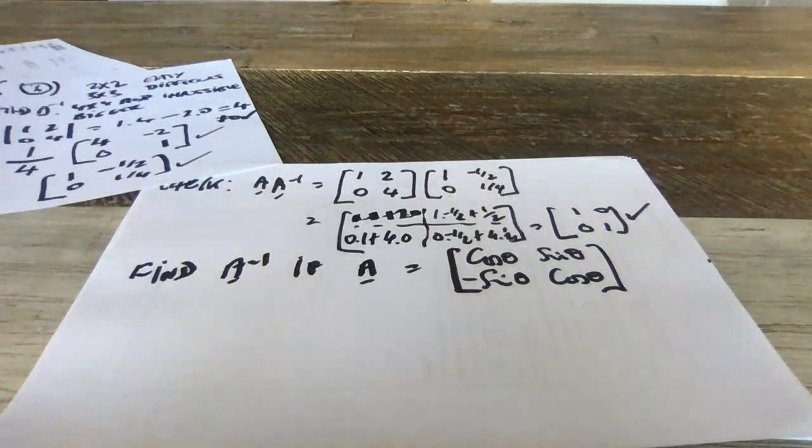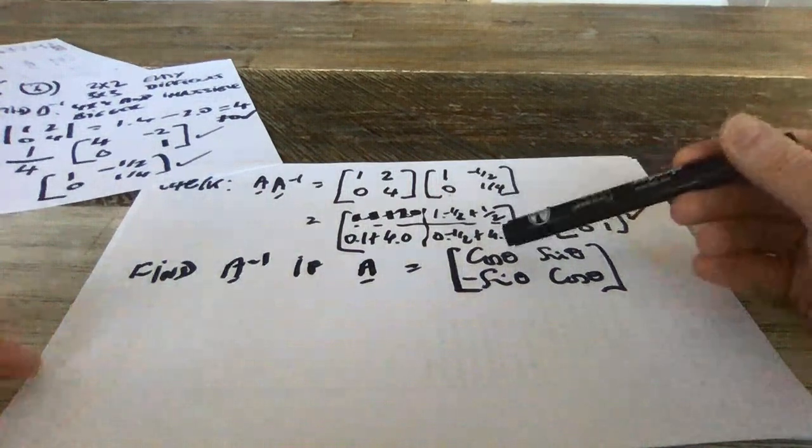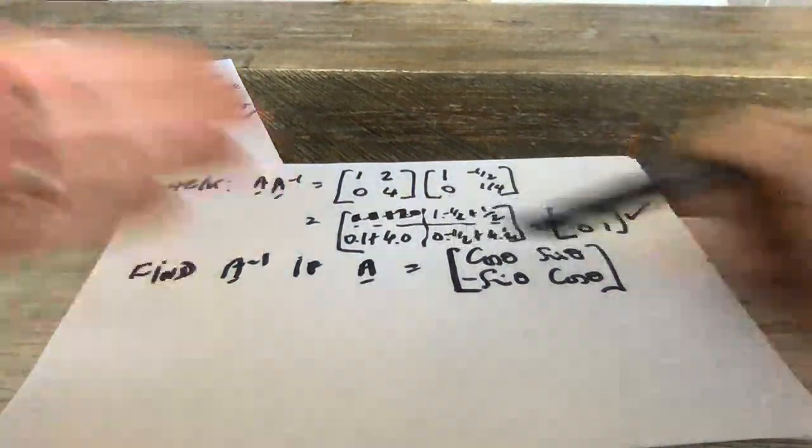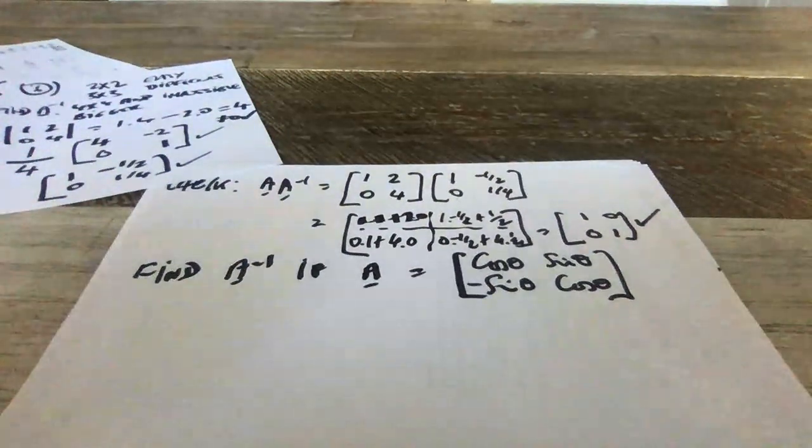Okay, so some people might shy away from this because it's not numbers. It's like cosines and sines, but it doesn't matter a damn what it is. Like this could be sheep and cattle. It doesn't matter what the entries are. The recipe is always the same. So do not be fazed by this.